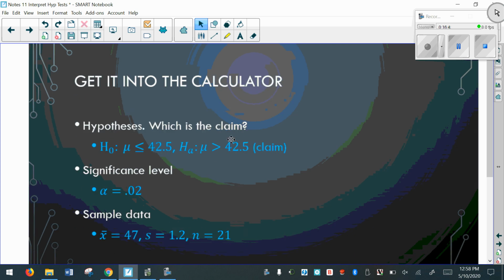So let's use our claim by changing the wording so that your H sub A, since we are trying to support, is mu is bigger than 42.5. Therefore, the alternate, the opposite, H sub O, your mu is going to be less than or equal to 42.5. Then you have your other key pieces of information to type in your calculator. Remember, you need to type in the alternates.